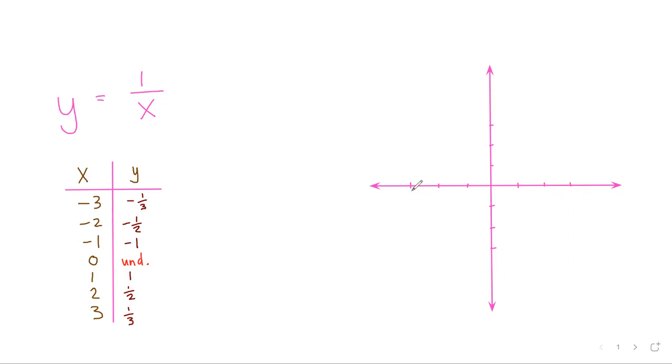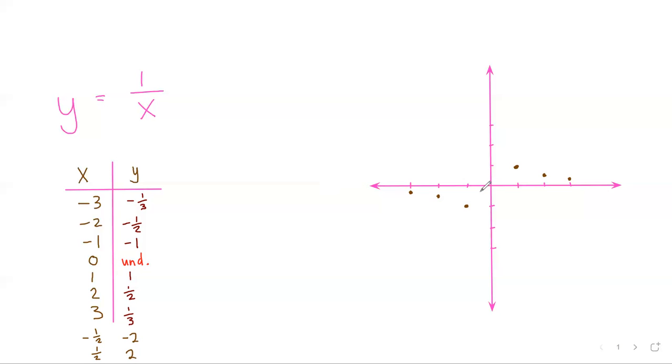We've got -3 and -1/3. We've got -2, -1/2, -1 there. And then we'll have a similar thing on the other side. So we've got 1, 1. We've got 2, 1/2, and 3, 1/3. And in fact, let's put in a couple more. Let's put in some fractions for x. So let's put in -1/2 and +1/2 for x. And the reciprocals of those would give us -2 and +2 for y. So I'll put those points in as well.